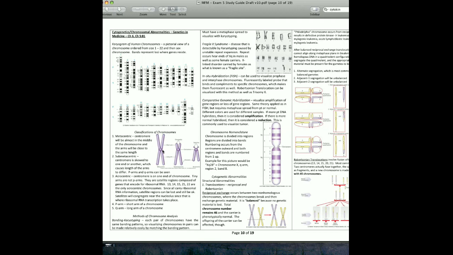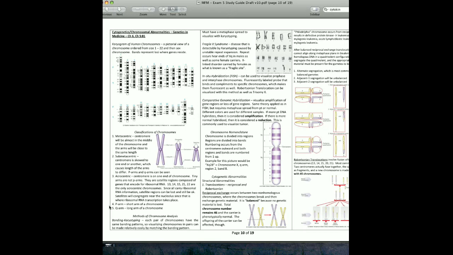Metacentric is going to be where the centromere is in the middle of the chromosome. Submetacentric, it's going to be slightly skewed. There's going to be smaller arms and longer arms. And acrocentric, there will not be shorter arms. These are actually satellites over here. These are not actually chromosome arms. And there's only 5 chromosomes that are acrocentric: 13, 14, 15, 21, and 22.